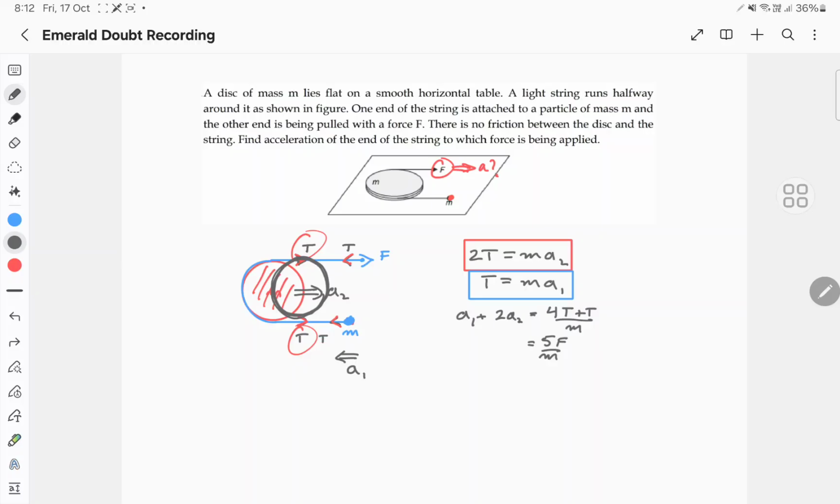and hence the acceleration of the string on the other end will be A1 plus 2A2, which on putting these values over here is 4T plus T by m. And your T is nothing but the force with which you are pulling the string, so with that force the string is pulling you back, so it is 5F by m as your answer. Thank you.